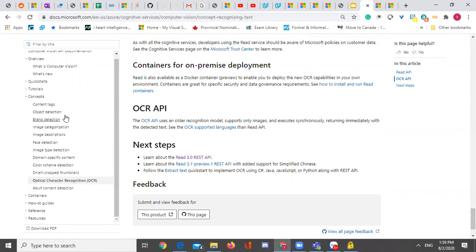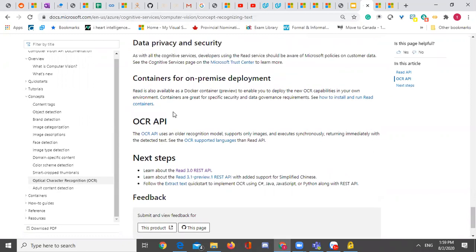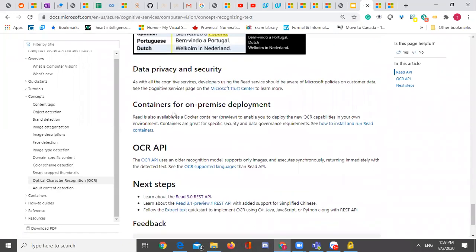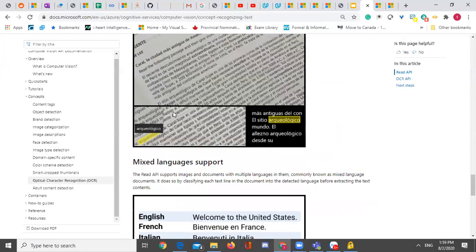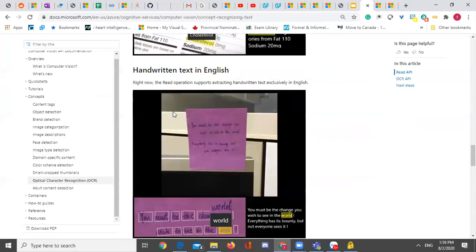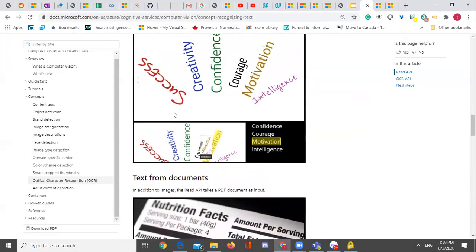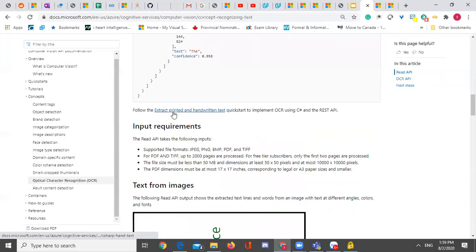What we are talking about is the concept. So the concept is OCR, and in there you have the OCR API and you have the Read API. So both are services, right? Yes. So OCR is the older one. It supports more languages. Read API is the newer one.